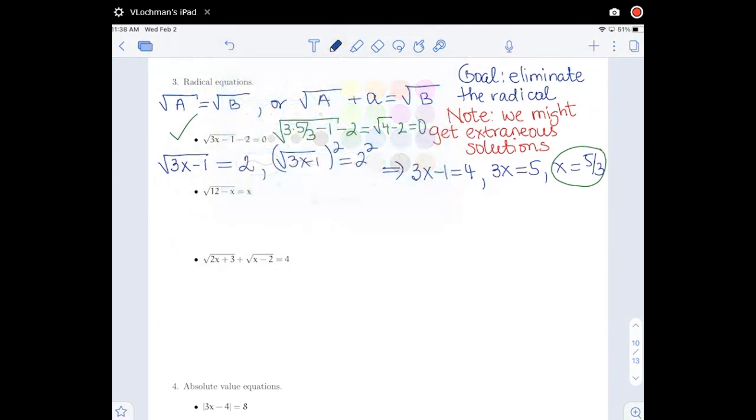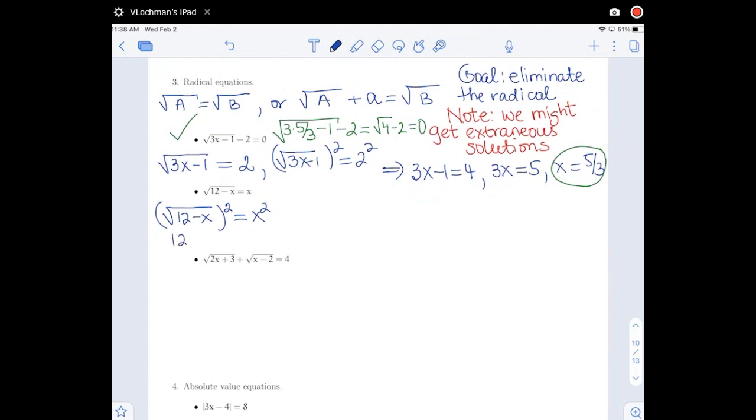All right. Let's go ahead and take a look at the next example. We'll solve all of these and then we'll take a pause and have a discussion. Here I have a radical expression equal to an unknown. So the same idea as in the previous example, except now we're squaring x. So we get the square root of 12 minus x squared is equal to x squared.